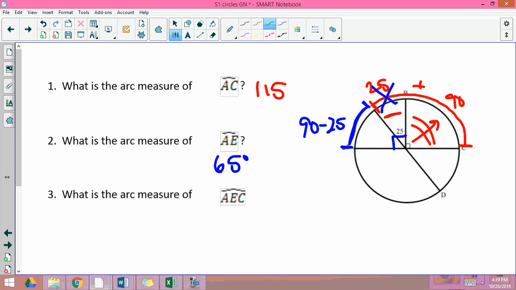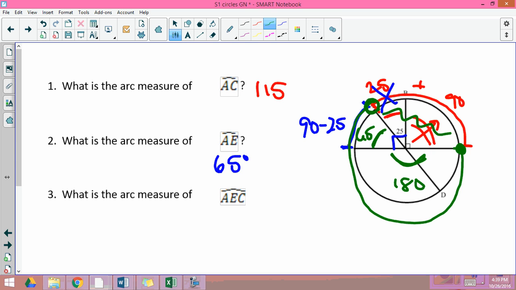The major arc AEC: start at A, go in the direction of E, and stop at C. So I either need to add this and this, that would be 65 and 180, or I could take 360 and subtract that piece, same answer, and we end up with 245. So that's a way that we can use those arcs and angle measures.